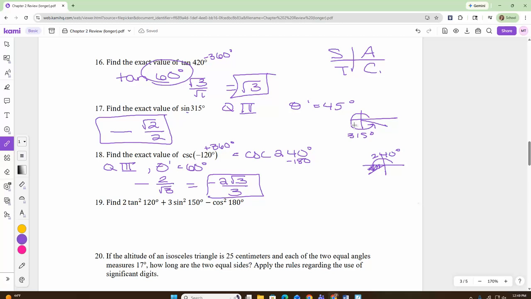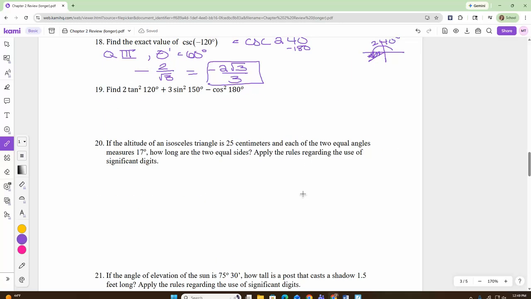I'm going to go ahead and talk about number 19 also. So it's more of the same thing. If I put that one on the test, I'd probably make it worth at least 4 points because I'm going to give you a point for the tangent of 120, for the sine of 150, for the cosine of 180. So I'm expecting you to show me your work. Okay, I'm not asking you to plug these into a calculator. We are working them out.